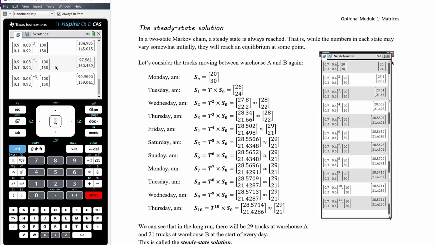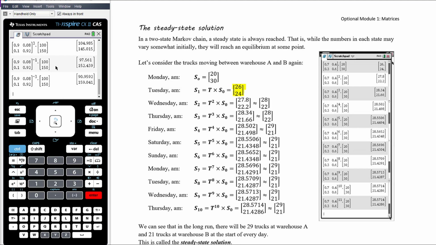And therefore we've reached what we call the steady state. So if, for example, we go back to our trucks moving between warehouse A and B, you'll remember that our initial state, which was Monday morning, was this. There were 20 trucks at warehouse A and 30 trucks at warehouse B. We then apply our transition matrix once to work out what's happening on Tuesday, and we find that after 1 transition, we have 26 trucks at warehouse A and 24 trucks at warehouse B.